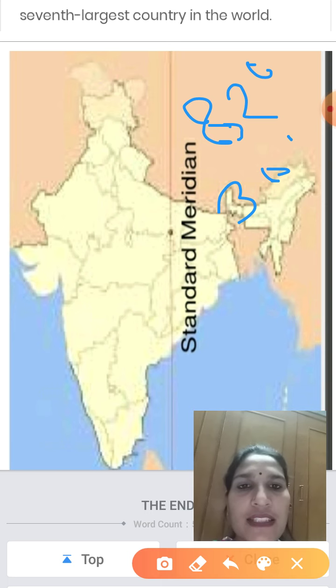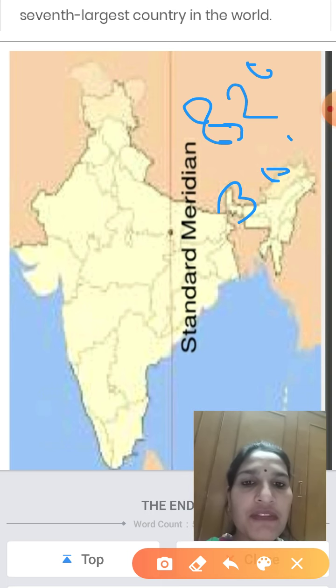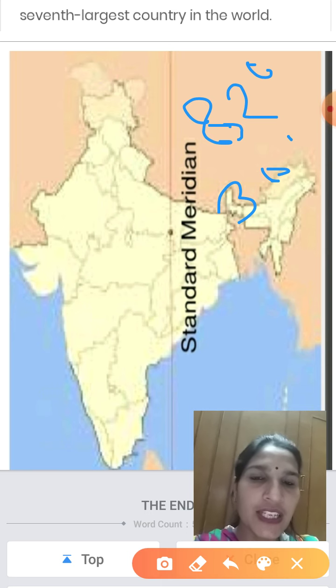Now we will discuss the basic terms of the location of India. So we saw the latitudinal and longitudinal extension of India, the standard meridian, and the north to south and east to west extension of India. In the next module, we will discuss the size of India. Thank you.